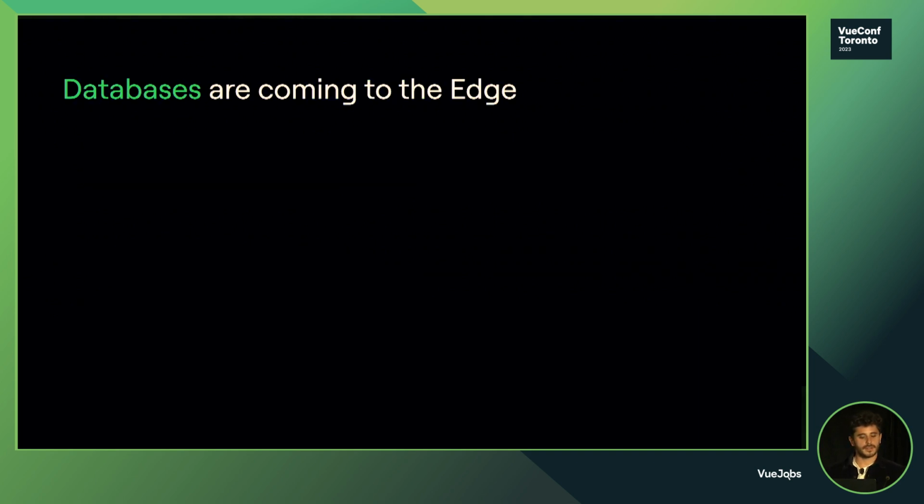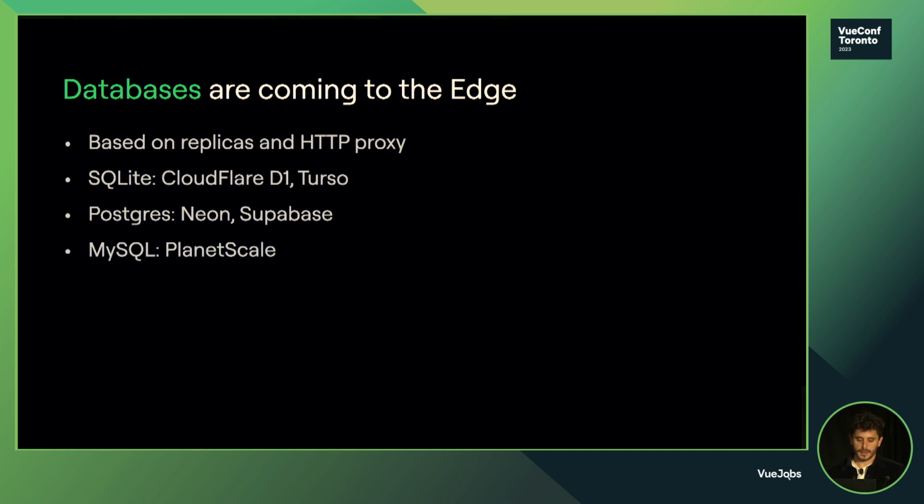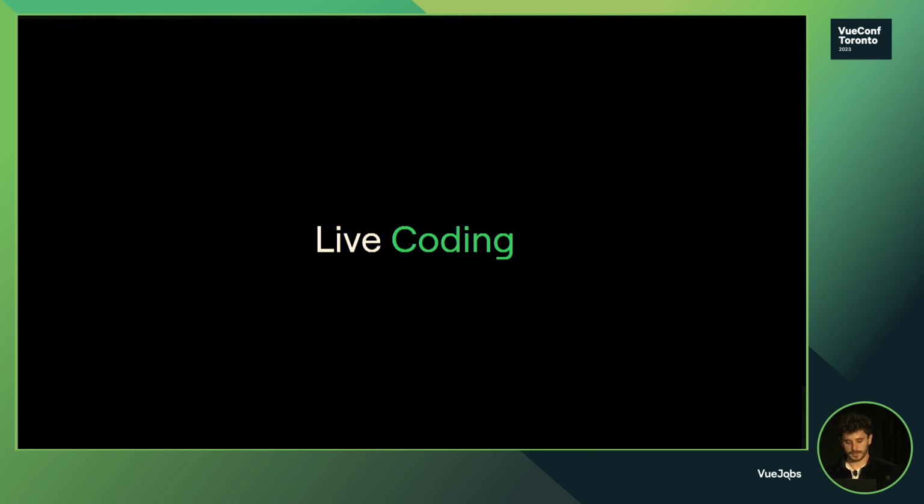There are also databases coming to the edge. It's mostly based on replicas and an HTTP proxy. For SQLite, you can find Cloudflare D1 as well as Turso for another provider. On Postgres, you have Neon and Supabase, MySQL with PlanetScale, and on the key value storage, you have Upstash based on Redis, Cloudflare KV, and Deno KV. And there are more that we can complete on these slides, but feel free to ping me to add them.